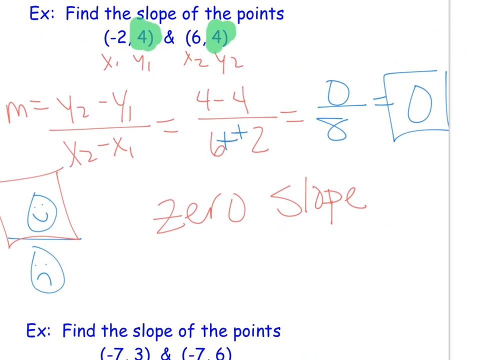If I come back up here to this one and I graph it, I'm going to graph the point -2, 4, that puts me right here, and I'm going to graph the point 6, 4, and that puts me right here. That's what we have, a horizontal line. And if I can draw a house on it, it has the slope of 0.